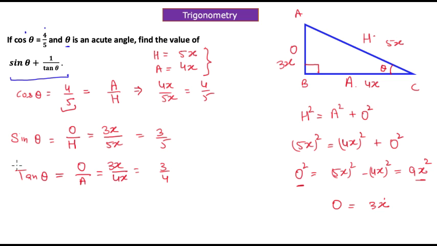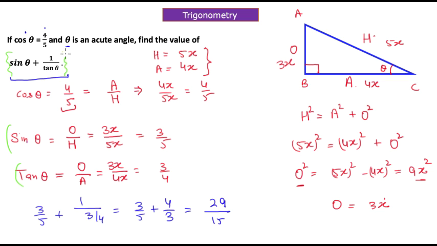Now we have everything that we need. We have the tangent value, the sine value. We can simply plug these values in this expression and we obtain our desired results. So sine theta will be 3 over 5 plus 1 over tangent theta. Tangent theta is 3 over 4. So this is 3 over 5 plus 4 over 3. So when you solve all of this expression, you will find that the denominator becomes 15 and the numerator is 29. So our result in this case, the value of this expression sine theta plus 1 over tan theta is equal to 29 over 15, right?